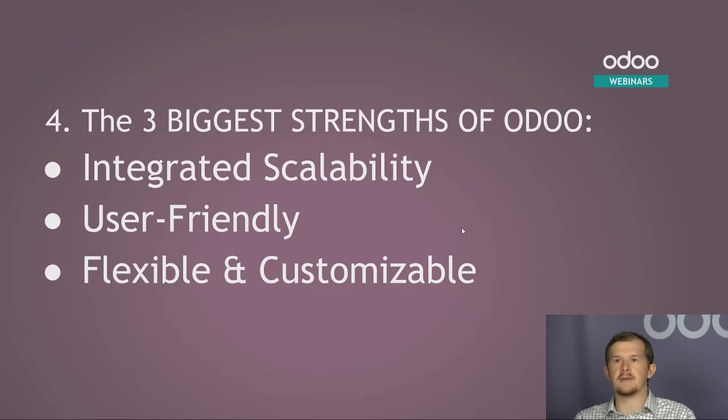This is really key for a lot of people. If you're using the community edition, it is definitely flexible and customizable. The only problem is you're working with unfinished apps. You're not working with the full suite. When you use Odoo Enterprise, you have that full suite of apps, and you also have the ability to customize those apps and make it your own.